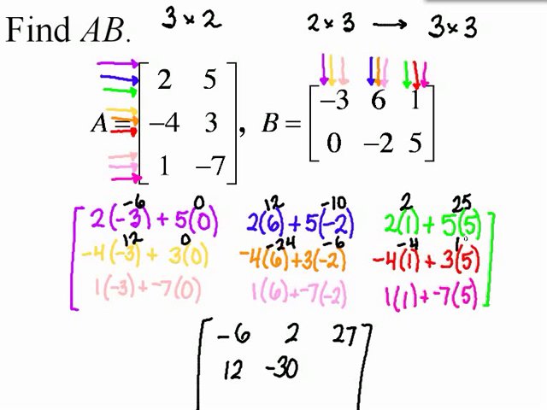-4 plus 15, which is 11. What do you get from the bottom row? Negative 3.